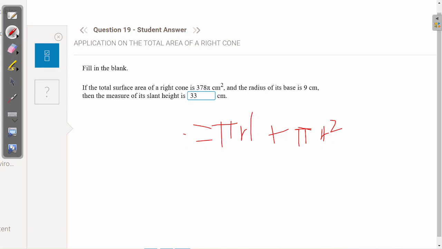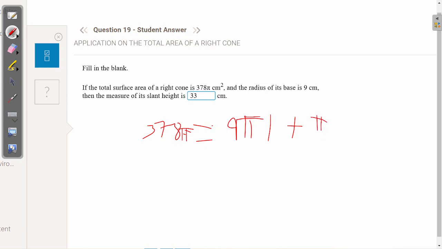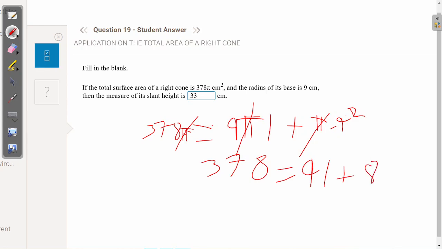So surface area is 378 pi, and then it will be 9 pi l plus pi 9 squared. So you can cancel the pi here. You'll be left with 378 equals 9l plus 81. Move the 81 to the other side. You'll get 378 minus 81, which is 297. Divided by 9, you'll get l equals 33.